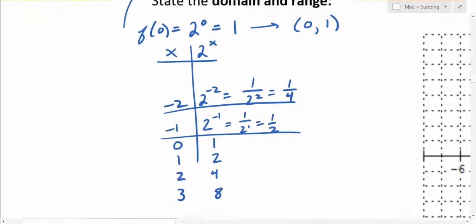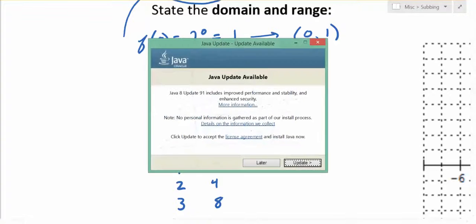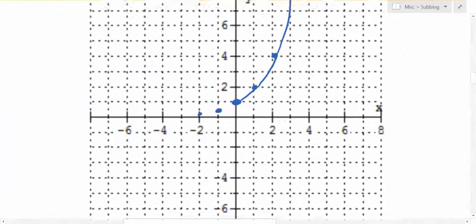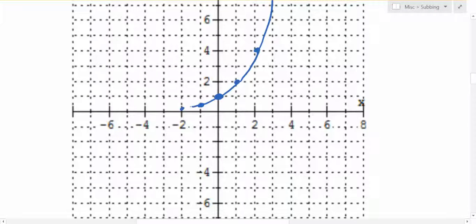Does it ever touch the x-axis? No. You could plug in negative lots, any big, huge negative number, and it would be 1 over 2 to that big number. That gets closer and closer and closer to 0, but does it ever actually get to 0? No, you can get as close as you want. So what does this graph end up looking like? Well, it goes back like this.